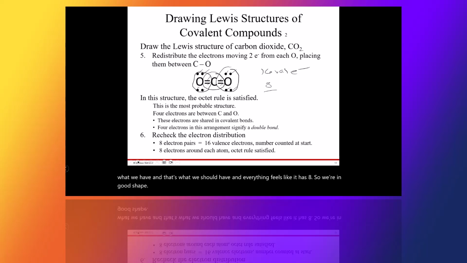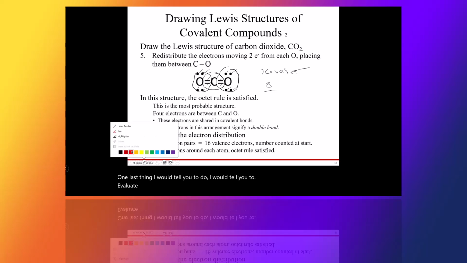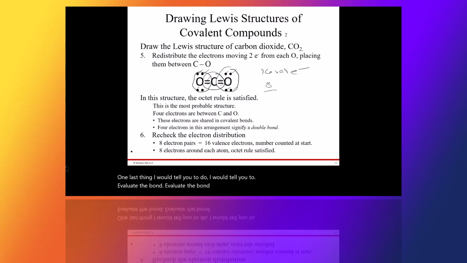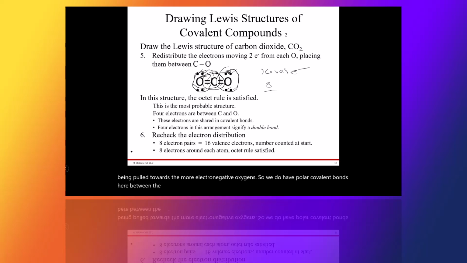One last thing I would tell you to do is evaluate the bond between the carbon and the oxygen. This is oxygen being more electronegative. The electrons are being pulled towards the more electronegative oxygens. So we do have polar covalent bonds here between the carbon and the oxygen.